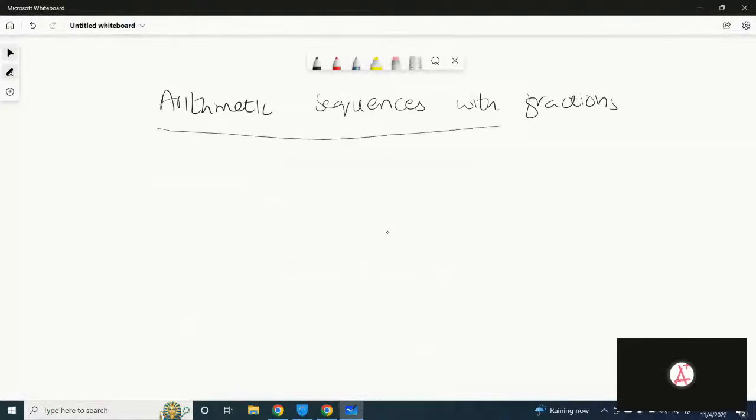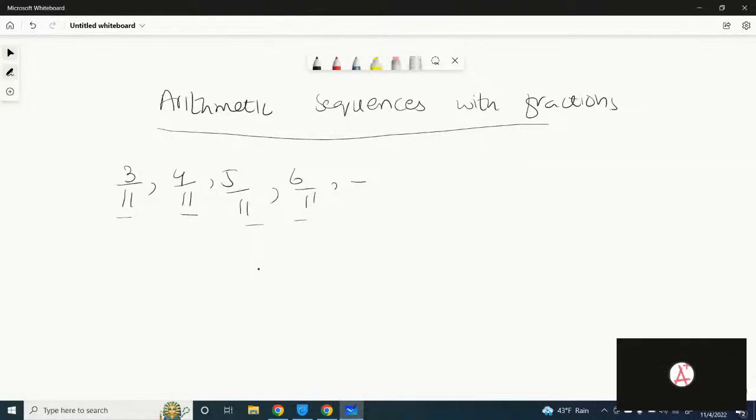Okay, the first example is 3 by 11, 4 by 11, 5 over 11, and 6 over 11. You have to write the next fraction. Got it? So first of all, you have to look at the denominators of the fraction. The numerators are 3, 4, 5, 6. They have the same denominator. For all the fractions, they have the same denominator.